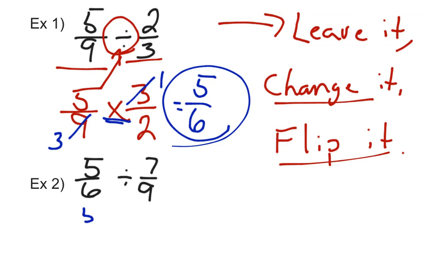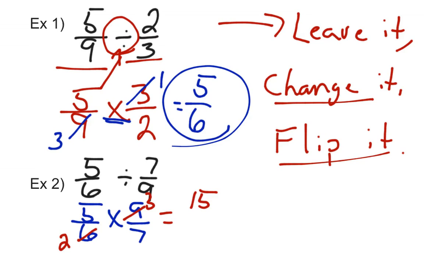The 5/6, we leave it. The division, we change it to multiplication. 7/9, we flip it to 9 over 7. Now look to reduce. I see the 6 and the 9 can both be divided by 3. 6 divided by 3 is 2. 9 divided by 3 is 3. 5 and 7 are both good, so now I multiply. Numerators, 5 times 3 is 15. Denominators, 2 times 7 is 14.